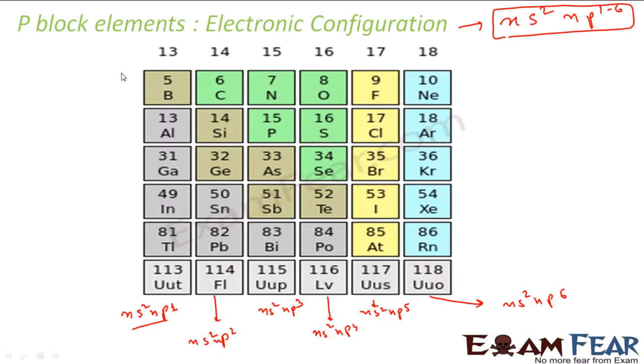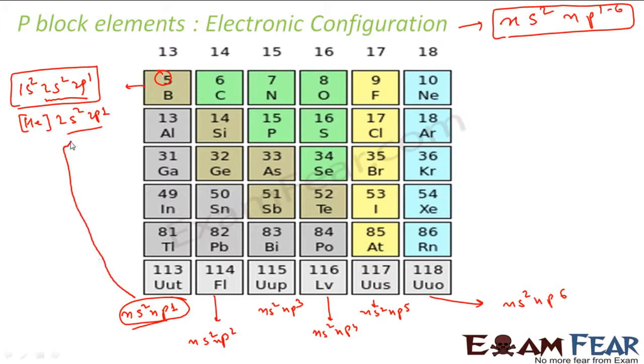That is my electronic configuration. For example, boron, atomic number 5, will be 1s2 2s2 2p1. Or I can write boron as [He] 2s2 2p1. So if you see, the pattern is similar.